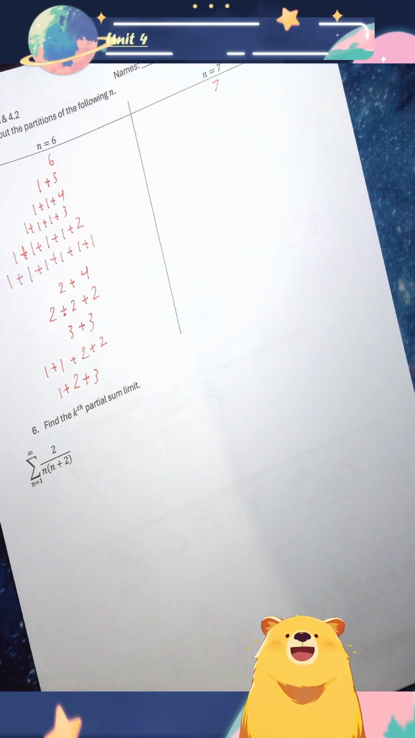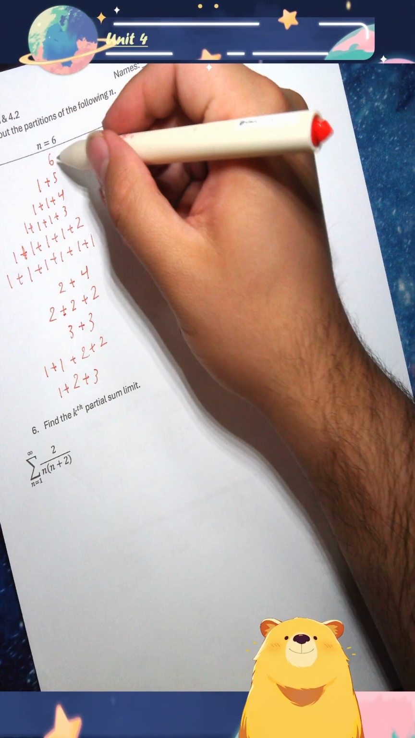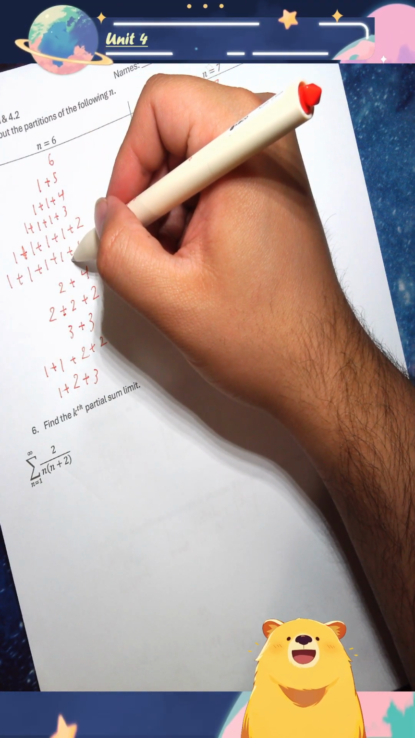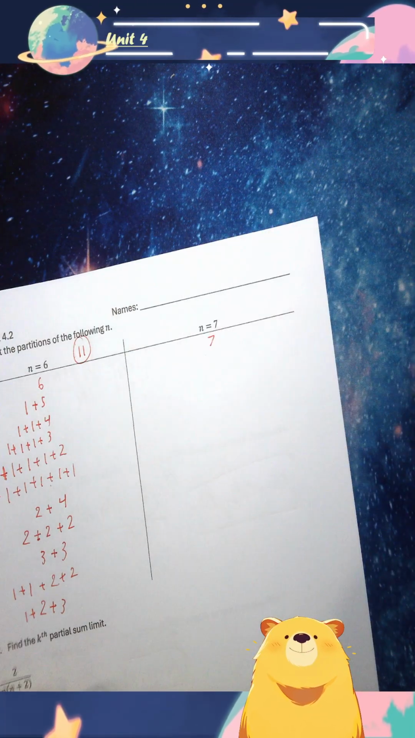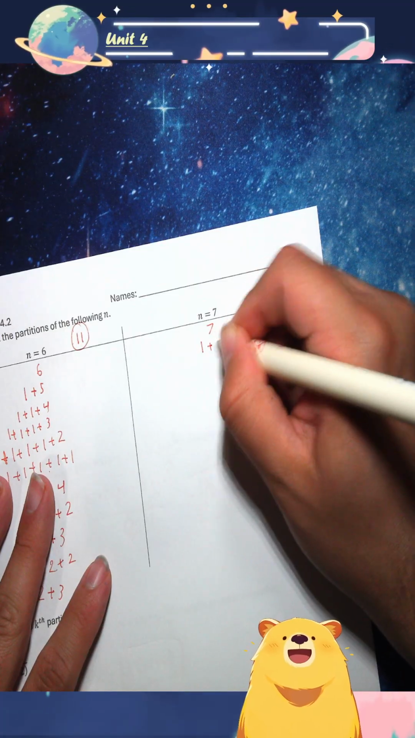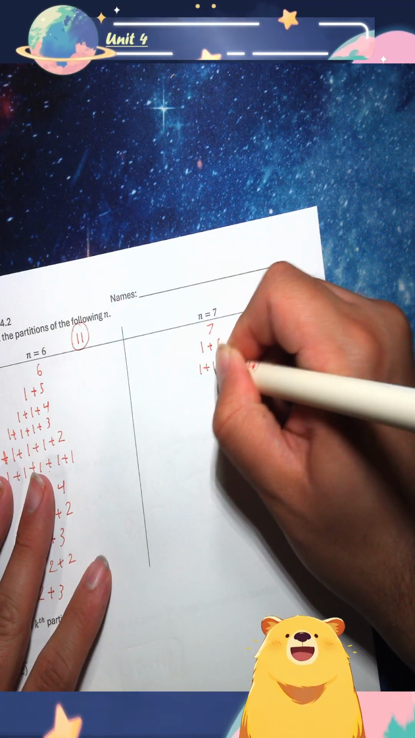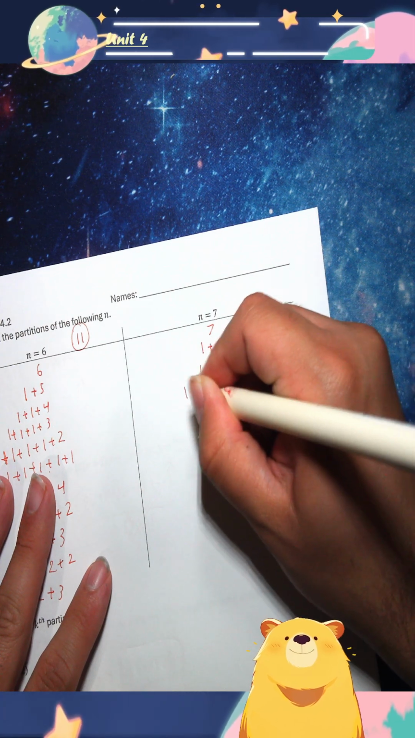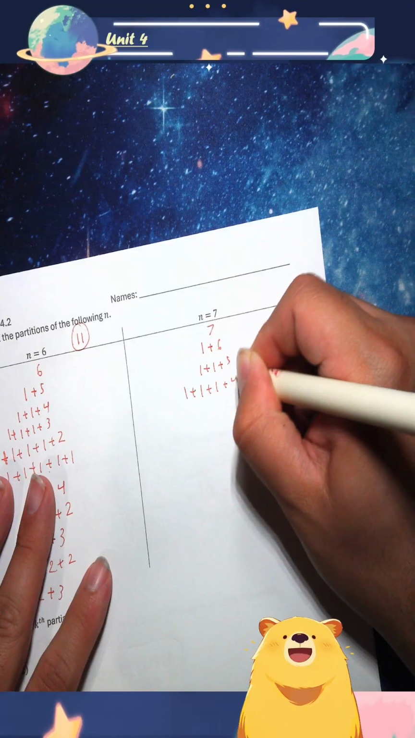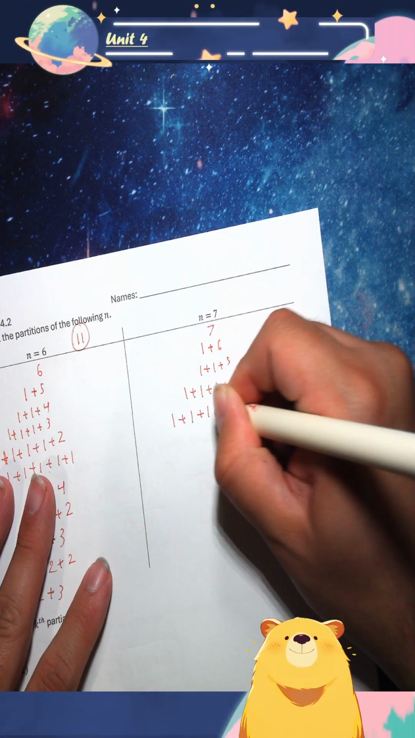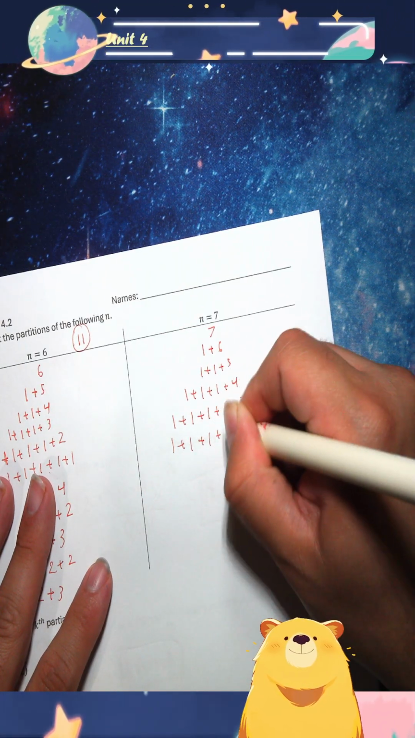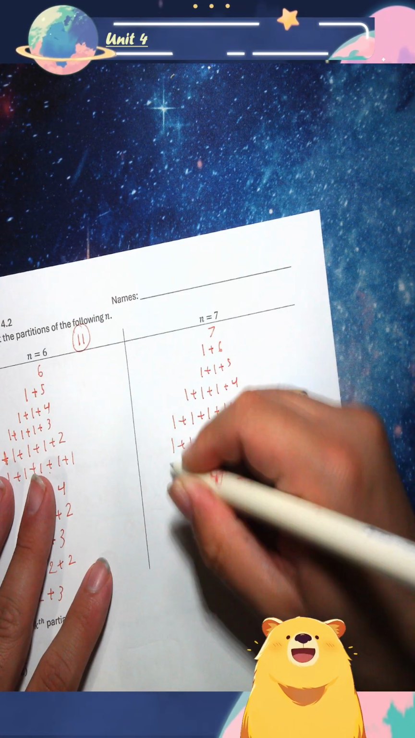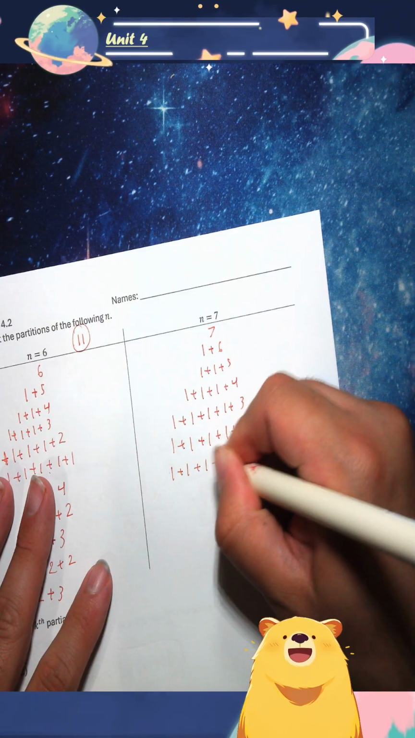Do I have them all? I think the answer was 11. Let's see. 1, 2, 3, 4, 5, 6, 7, 8, 9, 10, 11. Okay, 11. So now let me try to do this one, n equal to 7. Let's see. 1 plus 6, 1 plus 1 plus 5, 1 plus 1 plus 1 plus 4, 3, 2, and then all the ones.